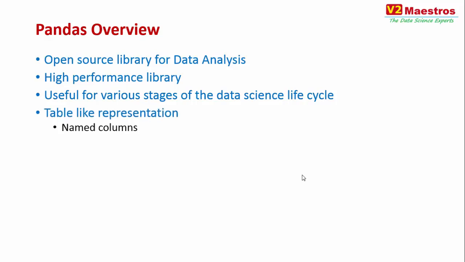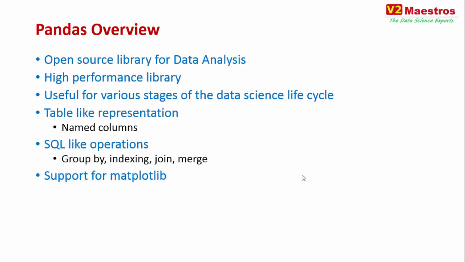It has a table-like representation. That is a good thing about Pandas, that it gives you a table-like representation with named columns, so that it is more like associative arrays or tables with actual column names rather than just indexes like 1, 2, 3, 4, which makes it difficult to handle and program for. It gives you SQL-like operations, like group by, indexing, joins, merge. And it has support for matplotlib, so you can do some graphics also with Pandas.